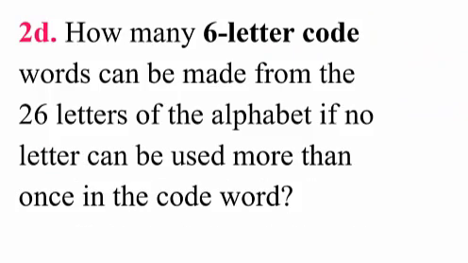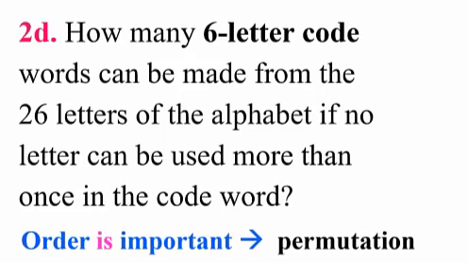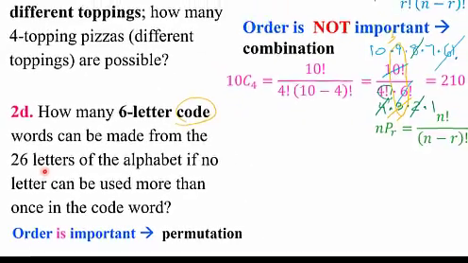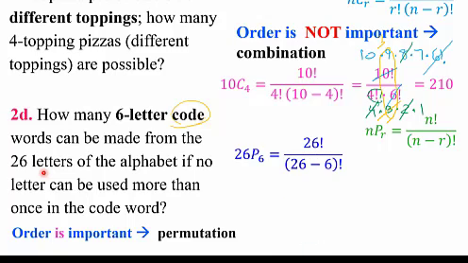How many 6-letter code words can be made from the 26 letters of the alphabet if no letter can be used more than once in the code word? It's important to understand order is important, simply because it's a code. And whenever it's a code, order becomes important. For example, if it's a password, AB is different than BA. So with that being the case, it's a permutation where n is given as 26 and r is given as 6. And therefore, we have the following.